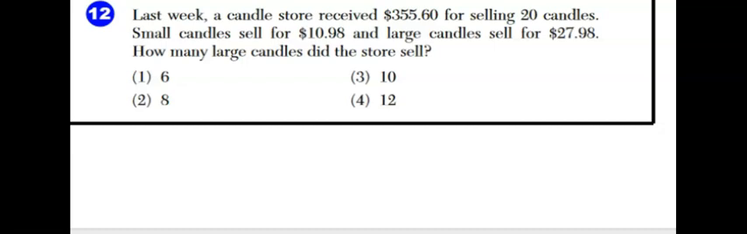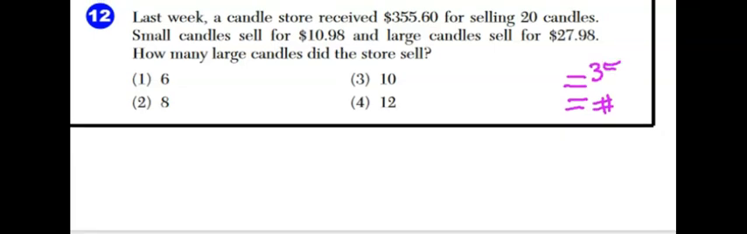I'm going to take some notes here. So there are sentences that require money and sentences that require the number of items sold. And so that's important for you to recognize. So the money is that there was $355.60. The amount is that there were 20 candles sold.